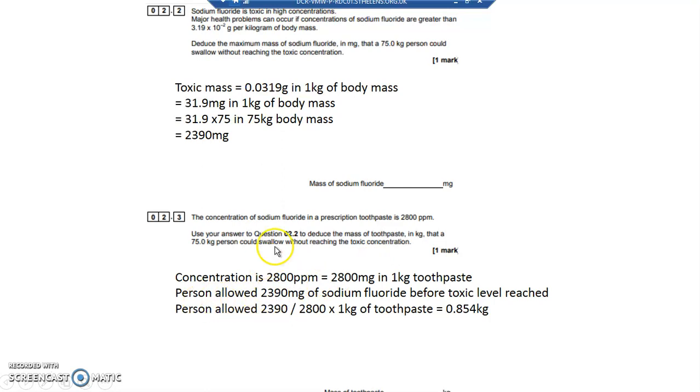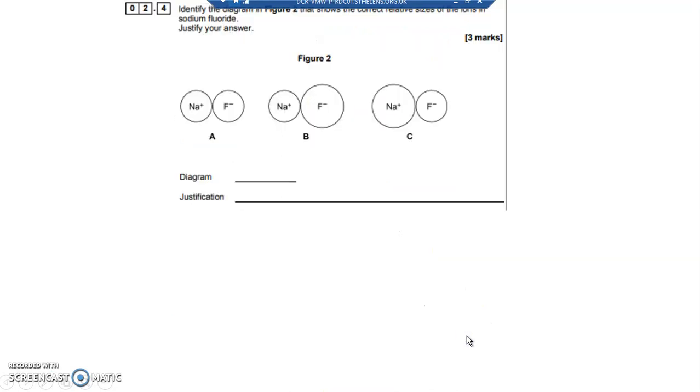A person is allowed 2,390 milligrams before they get a toxic dose. There's 2,800 in a kilogram of toothpaste, so they're allowed just less than a kilogram of toothpaste. So if they have a kilogram of toothpaste, then they exceed the toxic level. So let's work it out as a fraction. 2390 divided by 2,800 is the fraction of a kilogram of toothpaste that they're allowed. 0.854 is the mass that they're allowed.